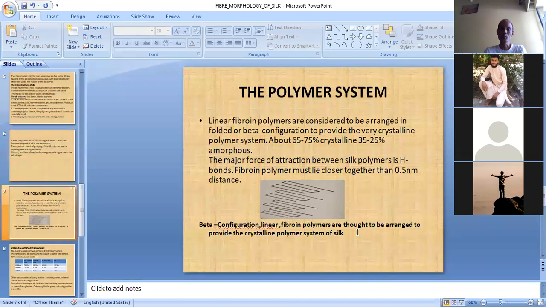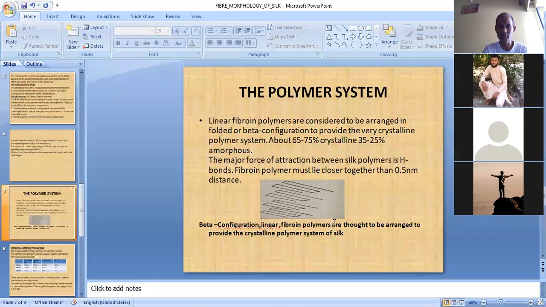So that was about polymer. Now something about the polymer system. Here we will study the polymer system of silk filament. The linear fibroin polymers are considered to be arranged in folded or beta configuration.